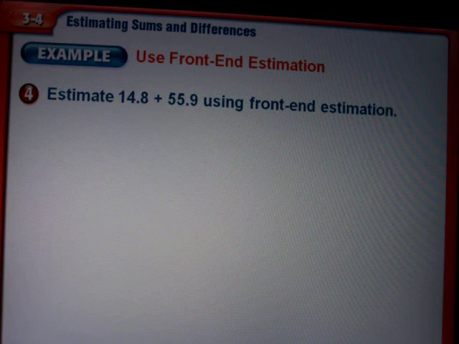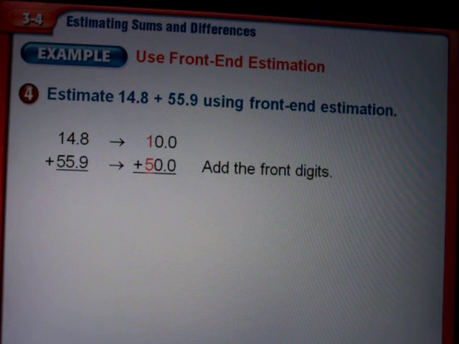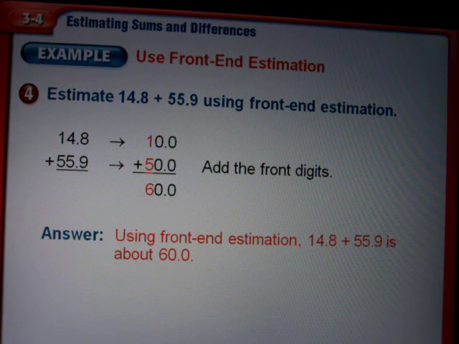Alright, so now we're going to use front-end estimation. So we're going to estimate 14 and 8/10 plus 55 and 9/10 using front-end estimation. And all we're going to use is our tens place. 10 plus 50 equals 60. All it is is adding the front-end digits. It's super slick.